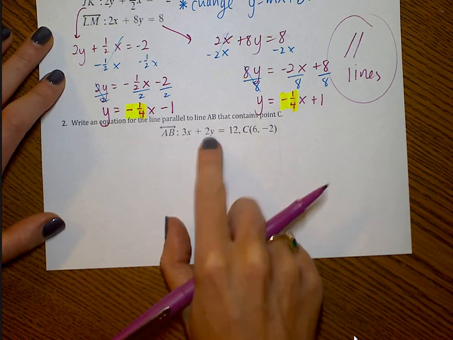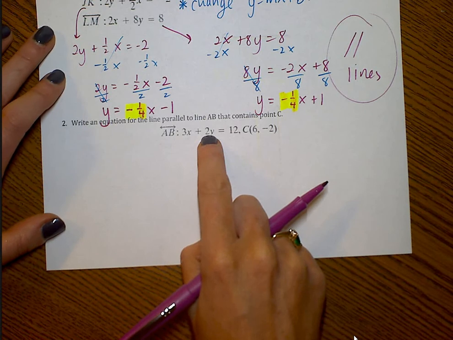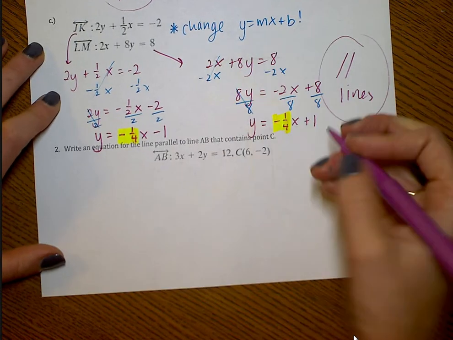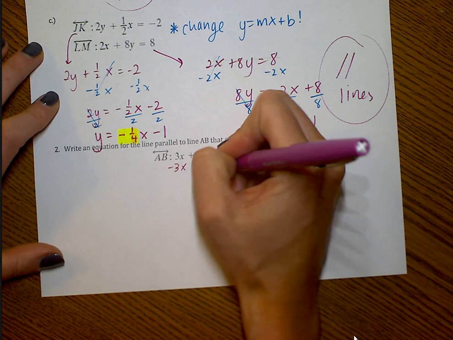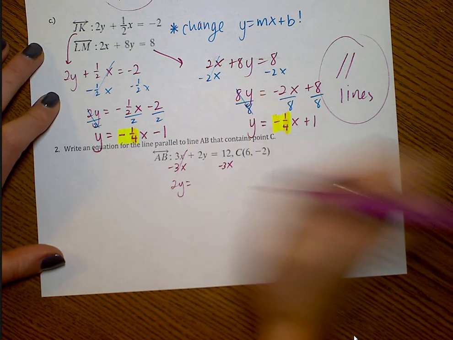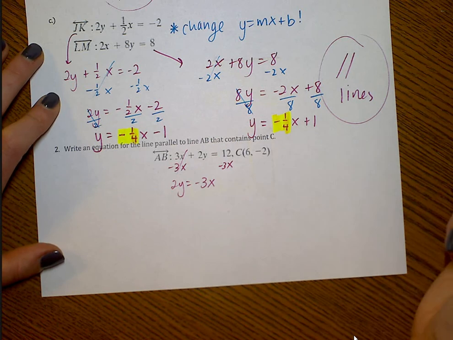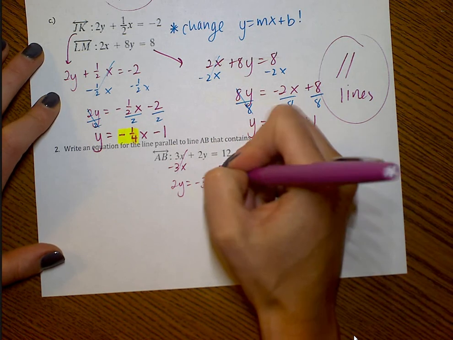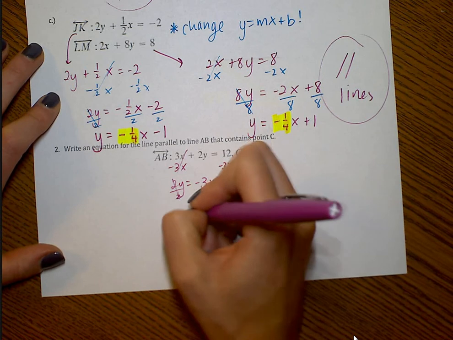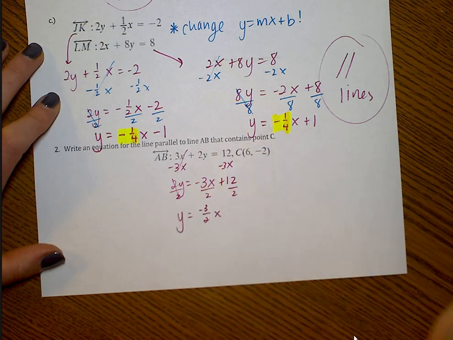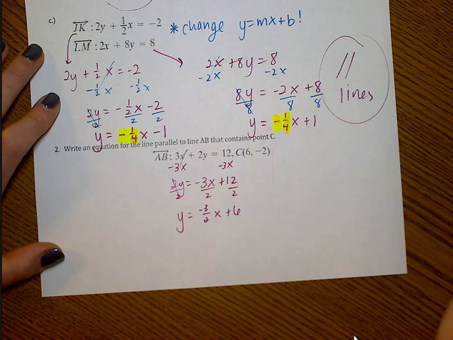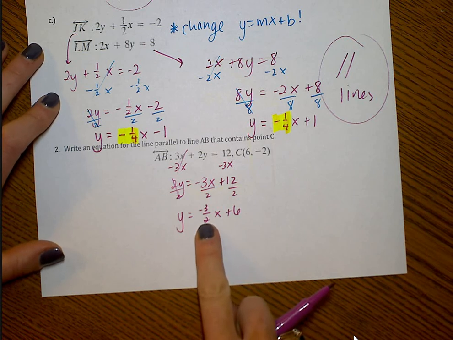And just like the last one, it's in standard, which I can't tell the slope from. So I need to change this to mx plus b. So I'm going to solve for y by subtracting 3x. So that's negative 2y equals negative 3x plus 12. And then I'm going to divide by 2. And I get negative 3/2 x plus 6. Okay, so the slope of this line is negative 3/2.